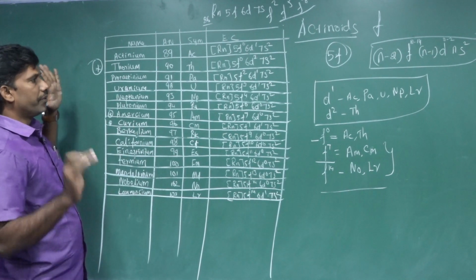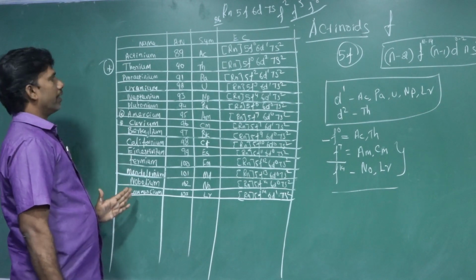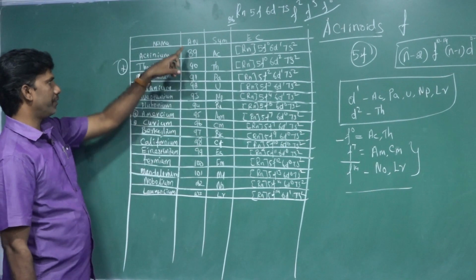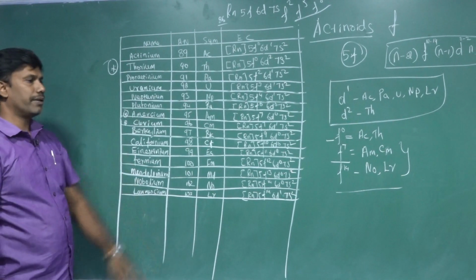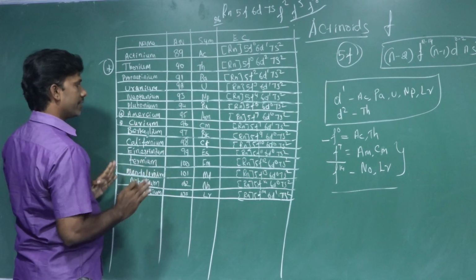Just looking at it, it is too difficult to memorize. But you must know the elements present in the actinides, and the atomic numbers are also easy to remember. If you know the first, you can continuously write 89, 90, 91. If you try to memorize it, it is very difficult.